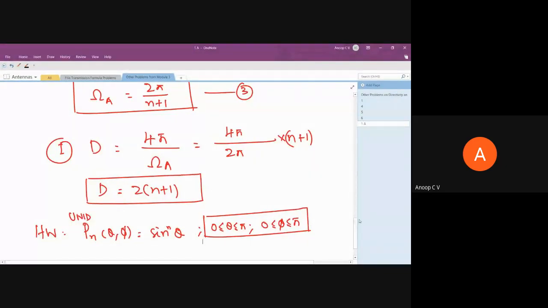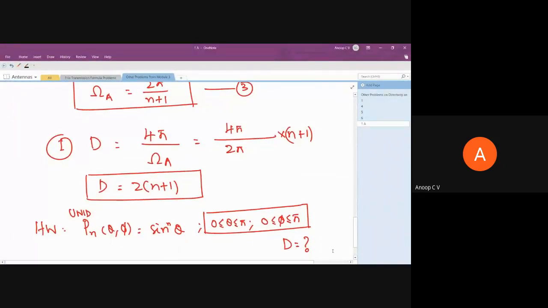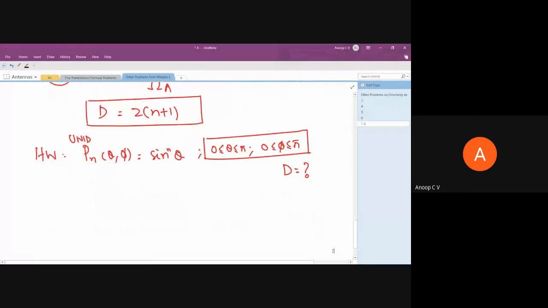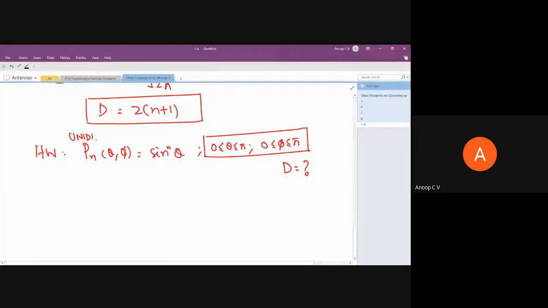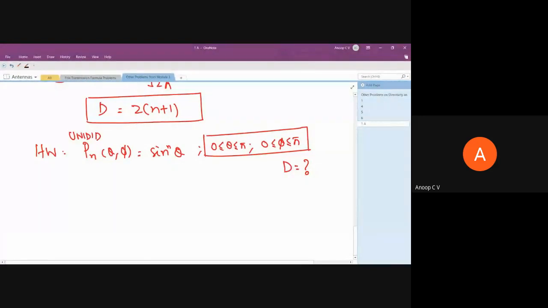So you can find out what the general expression for directivity will be. That is another possible question. What will be the general expression for directivity? If it is cos power n theta, that was 2 times n plus 1. If it is sine power n theta, can you come up with a general expression for directivity? It won't be as straightforward as 2 times n plus 1. It will be slightly different. This problem was not asked, but there is a chance. Unidirectional sine power n theta pattern: what will be the general solution for directivity? You can try it out.